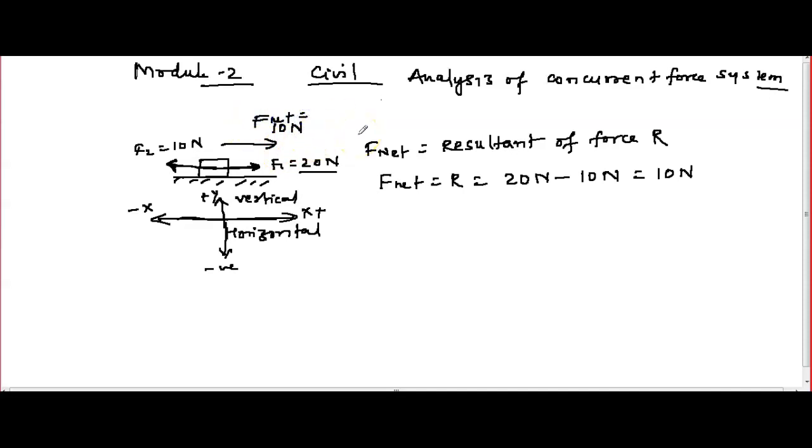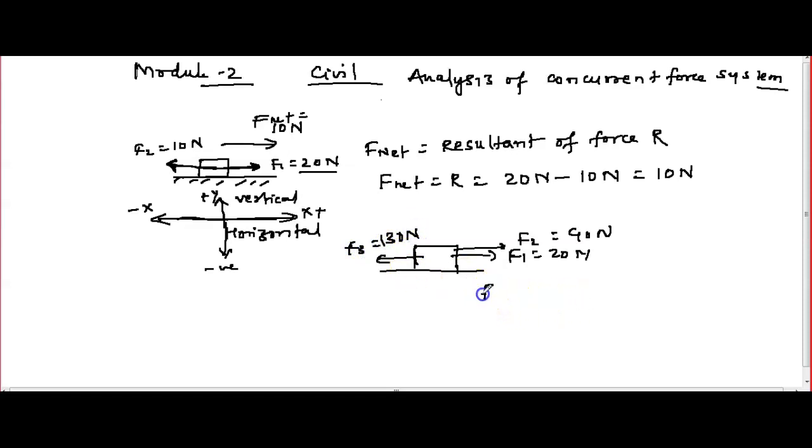Getting this? So consider another example: the same block is kept here, somebody is pulling with F1 equal to 20 Newtons, another force F2 is equal to 40 Newtons, and in the other direction F3 is equal to 130 Newtons. So we can find F net. These both are in the same direction, so we have to add them, right? Somebody is pulling this block in the same direction, so one person and another person both pulling the same way, you add them. And somebody pulling in the opposite direction, you have to subtract.